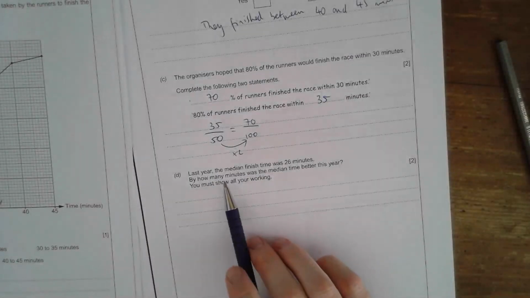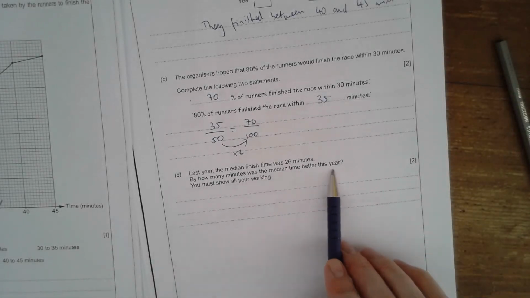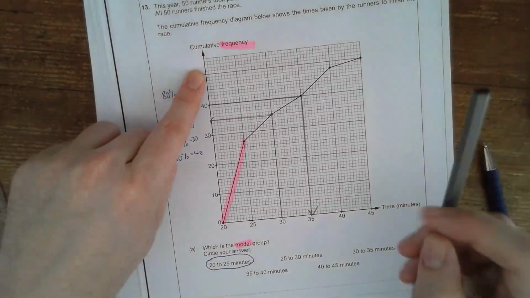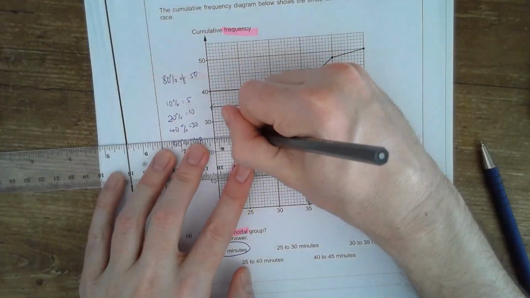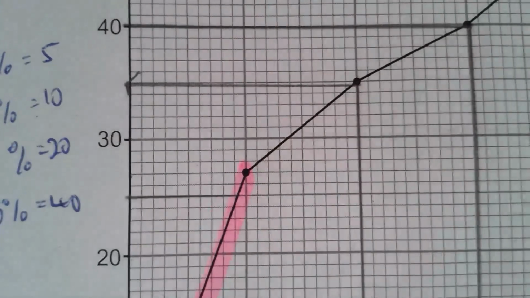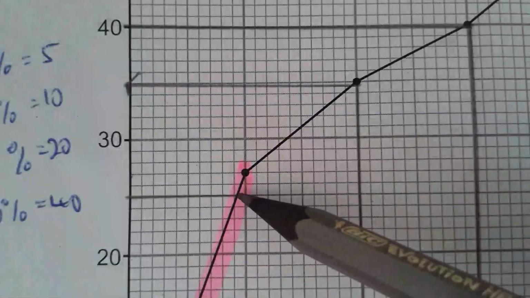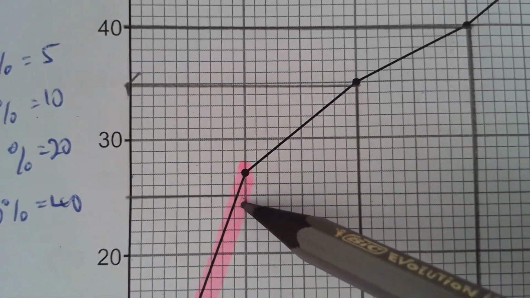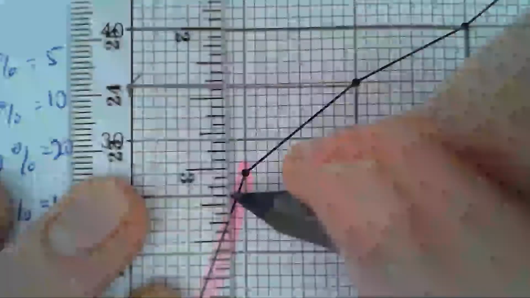And then finally it says, last year the median time to finish was 26 minutes. By how many minutes was the median time better this year? You must show your working. So median is the middle person. There were 50 people, so the median person is the 25th person. So I come over here, I read off from my graph. Now, if I move the camera down and I focus on it, can you see that that has slightly gone on from there, ever so slightly? Now, this is what you need to do. You either make it onto this line or this line. Now, it's much closer to this line, so I'm actually going to come back a tiny, tiny little bit there.